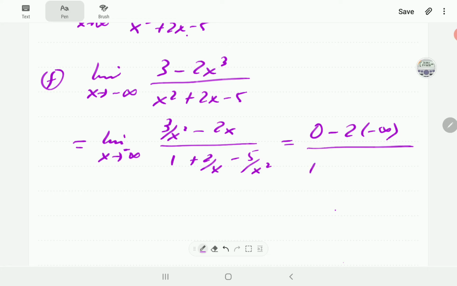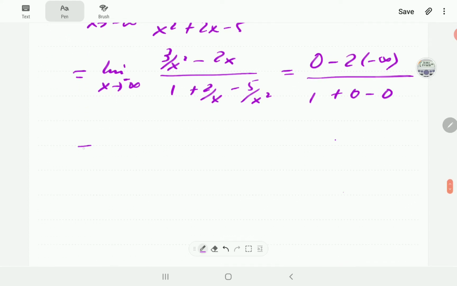This goes to 1. This goes to 0. That goes to 0. So it's going to be plus 0 minus 0. So in the numerator, we're just going to have 2 times infinity. So this is going to be going all the way to infinity.